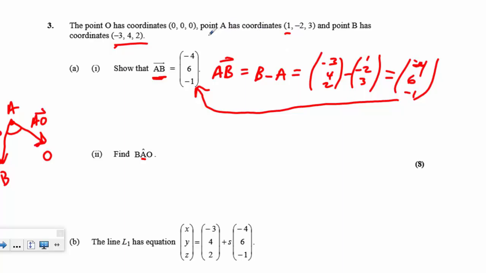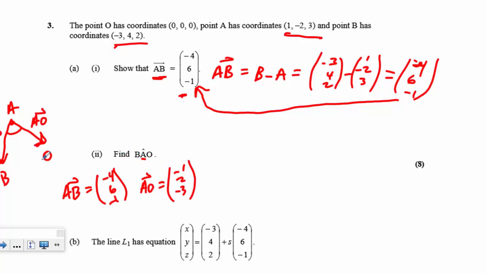Now this is actually the point A, so it's the vector equation of OA. So to get AO, I'll just take all these numbers and flip their signs. So what I'm going to now declare is that AB is of course negative 4, 6, and negative 1, because it's given to us right here. And I know that AO is the opposite of all these, so negative 1, 2, and negative 3. And now to find the angle between these two vectors, I'll take the dot product of AB and AO.